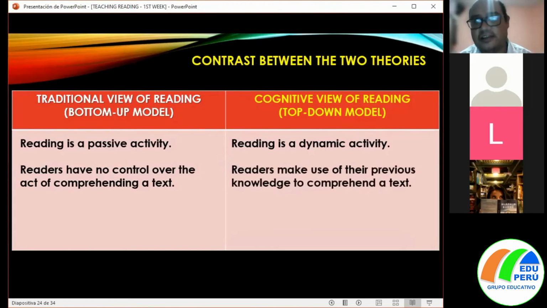On the other side, in the top-down model, readers make use of their previous knowledge to comprehend the text. They are not just reproductors. They are going to use their own information related to the word or to the language to comprehend a text. So they have control, and notice, they have control of this process of reading.